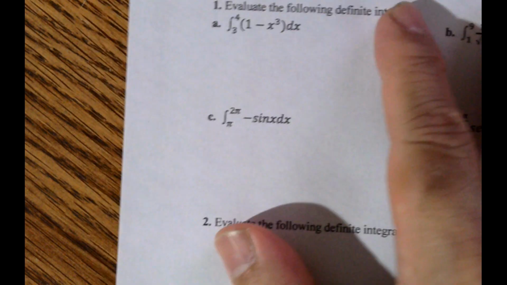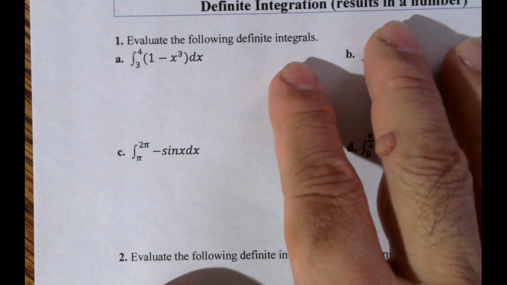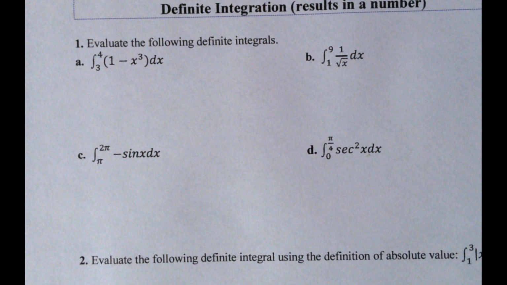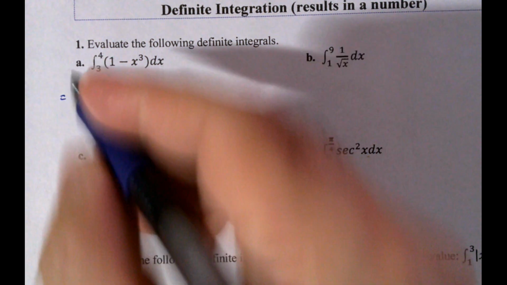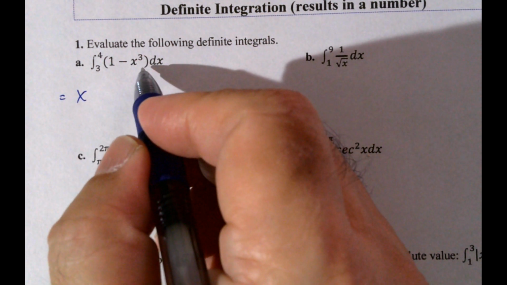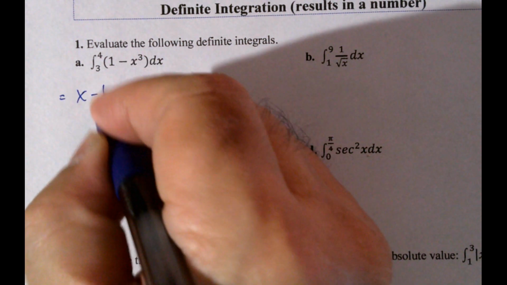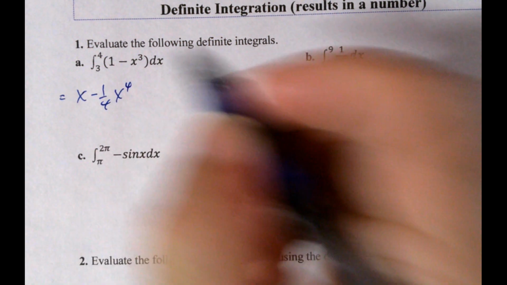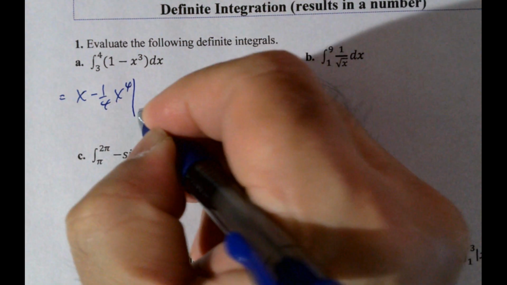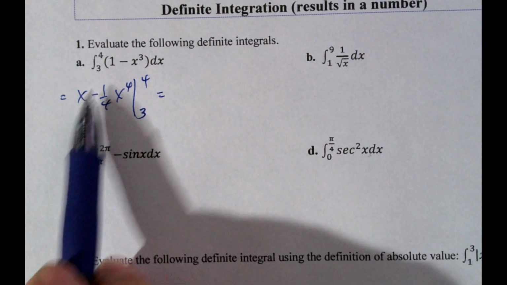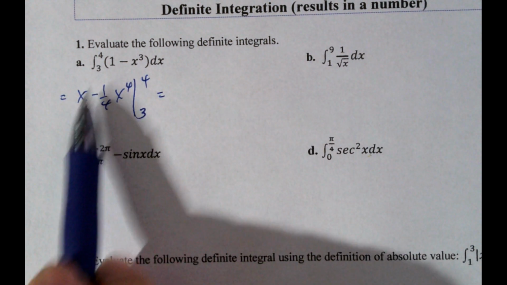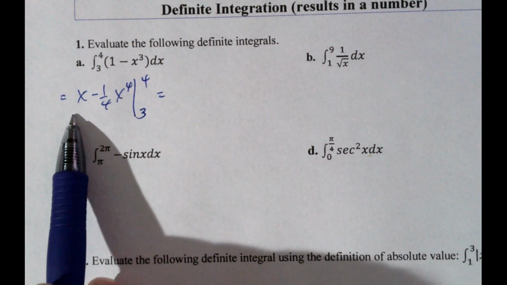So the easiest way to do this is just do some problems. So you know how to find the antiderivative of some of these problems, all right? So first thing you're going to do is find the antiderivative. The antiderivative of 1 is x, and the antiderivative of x cubed is 1 over 4 x to the fourth, right? And then we're going to take that from 3 to 4. All right, so if you don't know that the integral of 1 is x, then ask me in class, please.